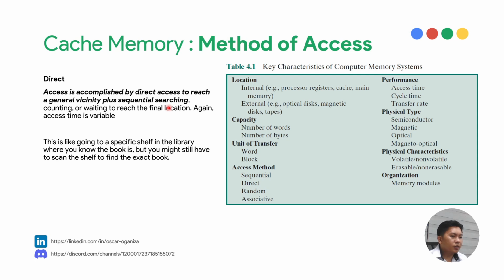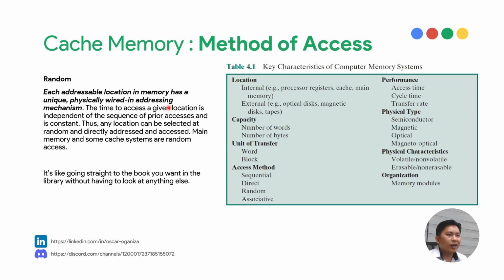The third one is the random access method. No? When we say random access, a random method, each addressable location in memory has a unique physically wired-in addressing mechanism. The time to access a given location is independent of the sequence of prior accesses and is constant. Thus, any location can be selected at random and directly addressed and accessed. Main memory and some cache systems are random access. It's like going straight to the book you want in the library without having to look at anything else.